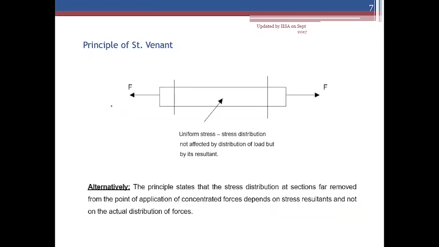In the previous slide, we learned about external load and internal load. For example, over here, we have F as external load, and then after we cut, we get the resultant as internal load. For example, I put it as P over here. But the actual internal load depends on the distance from the external load. For example, if you take P at this point and then P at this point, the internal force will not be the same. But using the principle of Saint Venant, we take uniform stress, where stress distribution is not affected by the distribution of load, but by its resultant. That's why when we cut, we take the resultant as P, the same wherever we cut it.